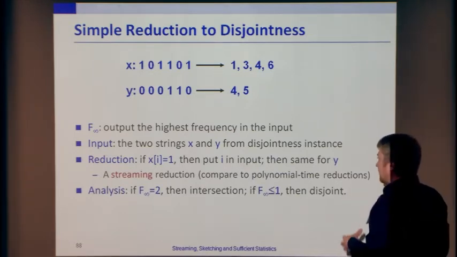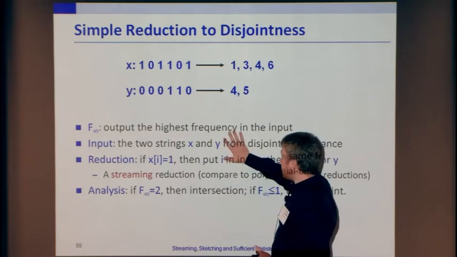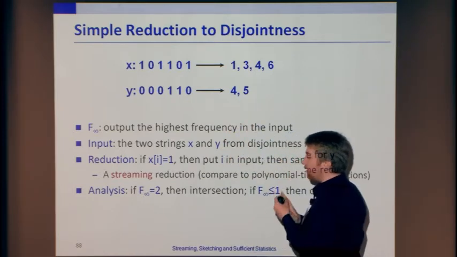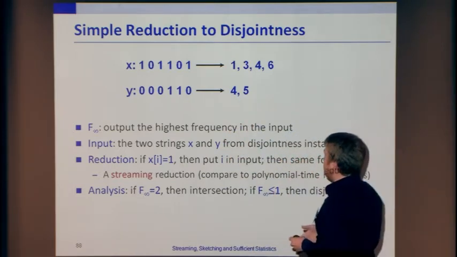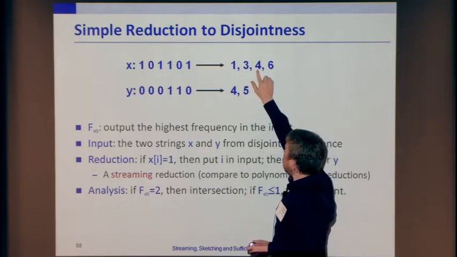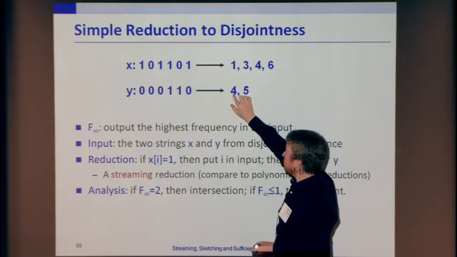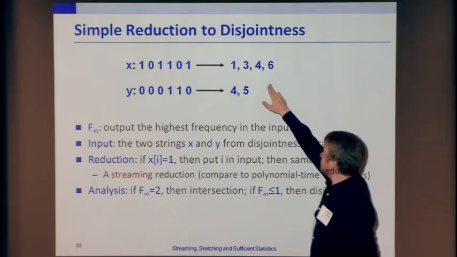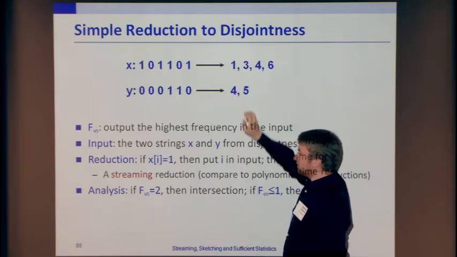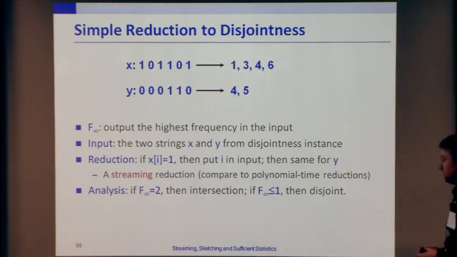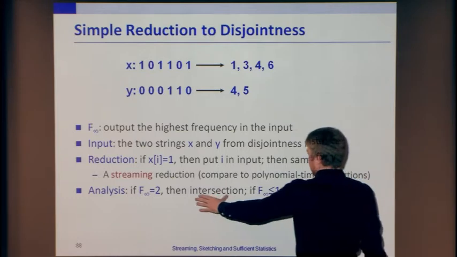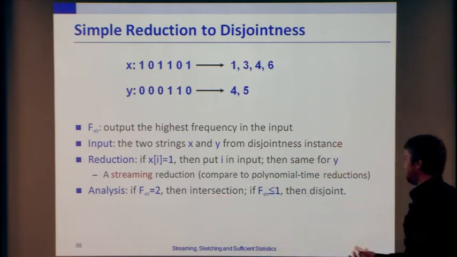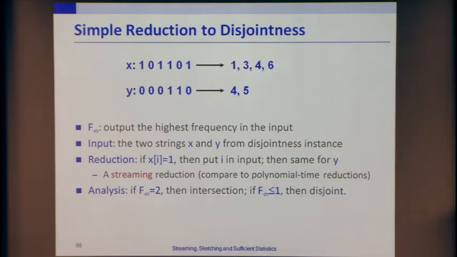What answers do we get? Basically, we have this nice bijection: if the highest frequency is 2, then it means that there was an index in both Alice's input and Bob's input that was set to 1. Because in this case, we see that the frequency of 4 is 2. So that's our f infinity. So if the f infinity is 2, then there's an intersection. If f infinity is 1 or 0, then these strings are disjoint.